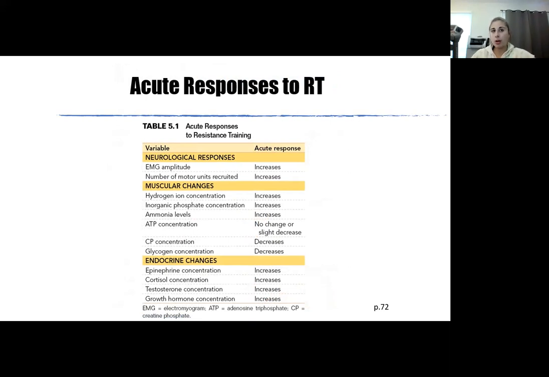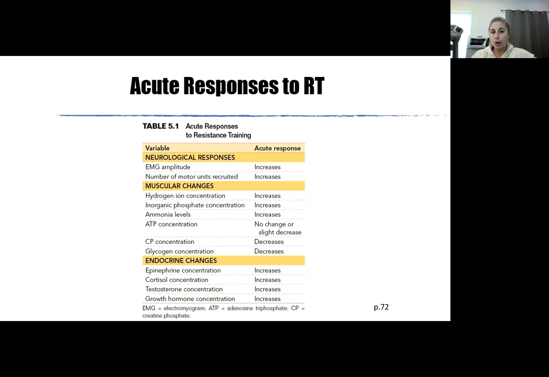So let's talk about neurological responses. So EMG is basically that muscle contraction. So basically we're going to have more muscle activation. And let's review what a motor unit is, because that's going to come back several times today.